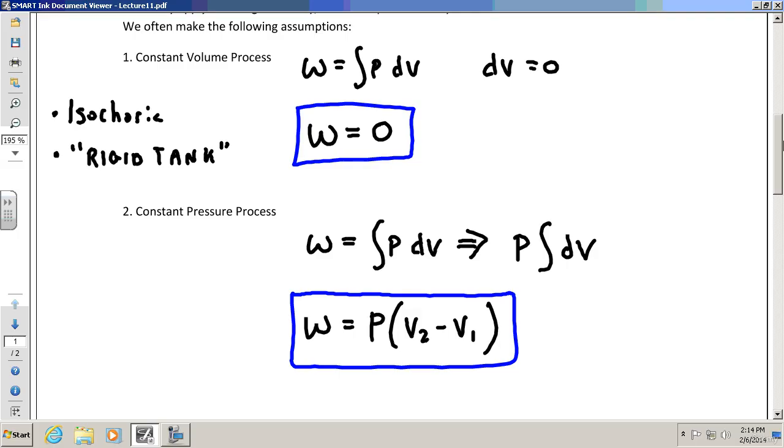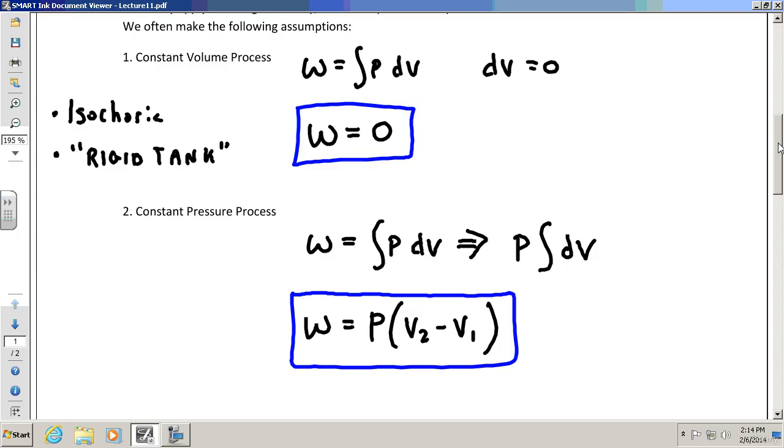Constant pressure processes happen a lot. The good news is case 1 and case 2 happen a lot. Constant volume process, that happens a lot. Constant pressure processes, that happen frequently as well. So good news, we've got 2 of them here that are going to help us a lot. Okay, so that's good. That's going to make our life easier.